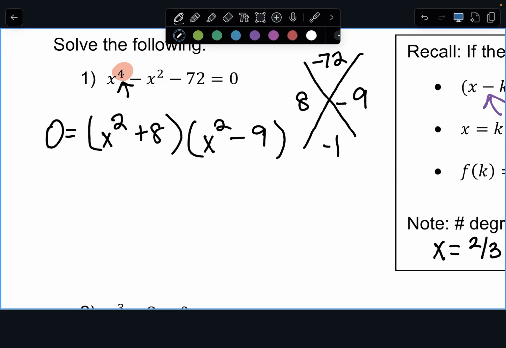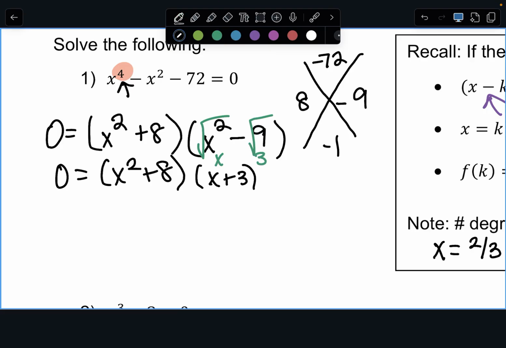Am I done factoring these two? Which one still needs work? The minus 9. Seamus, what does it turn into? X plus 3 and x minus 3, because we can take the square root of each, do a difference of squares on x and 3. So x plus 3, x minus 3. Now everything's factored. What should I do to each factor? What we always do, set them equal to 0. So from the right-hand side, we would get 3 and -3. Just switch your signs.